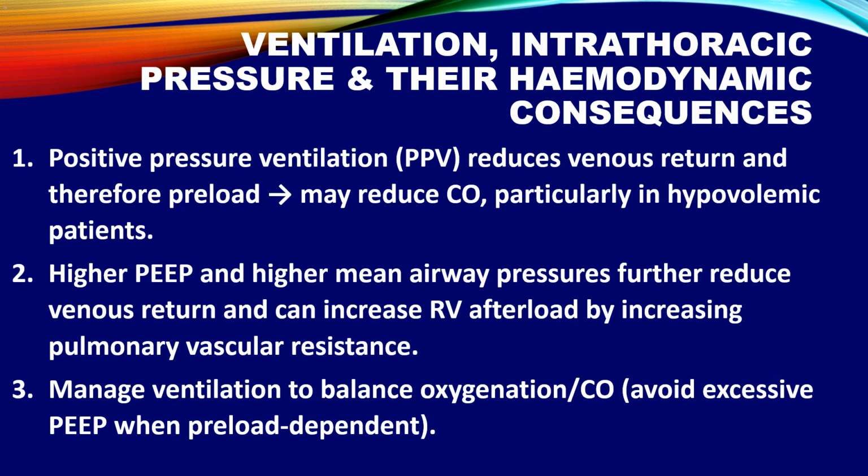Ventilation, intrathoracic pressure and their hemodynamic consequences. 1. Positive pressure ventilation (PPV) reduces venous return and preload, potentially decreasing cardiac output, especially in hypovolemic patients. 2. Effects of higher PEEP. Higher positive end-expiratory pressure (PEEP) and mean airway pressures can further reduce venous return and increase right ventricular afterload by increasing pulmonary vascular resistance.